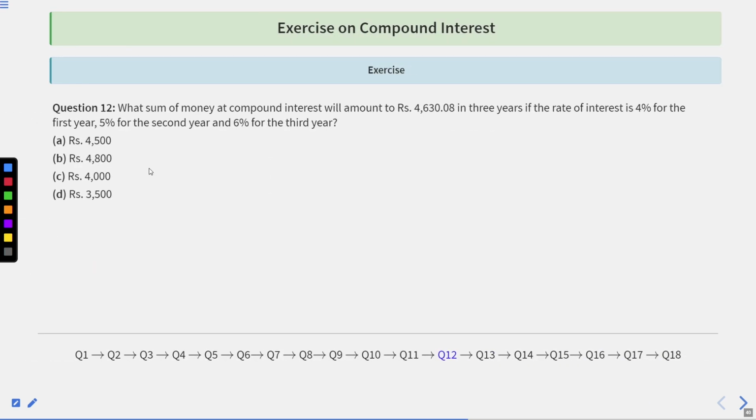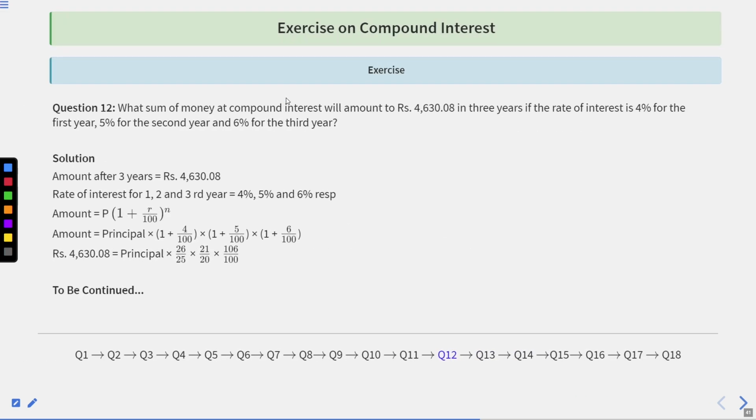Question number 12. What sum of money at compound interest will amount to rupees 4,630.08 in 3 years? The rate of interest is 4% for the first year and 5% for the second year and 6% for the third year. Solution. Amount after 3 years is equal to 4,630.08. The rate of interest for 1, 2, and 3 years is 4%, 5%, and 6% respectively.